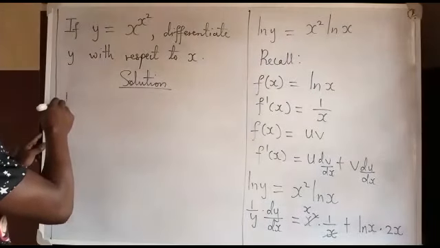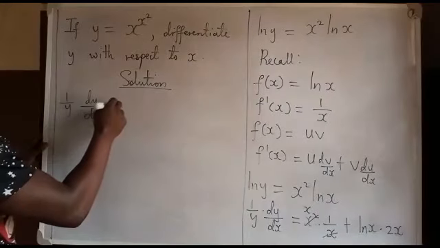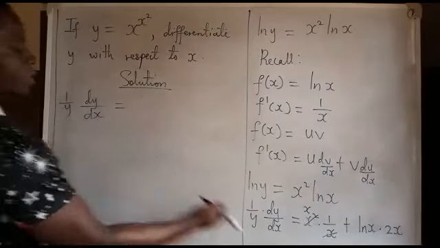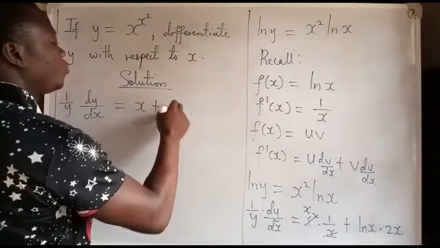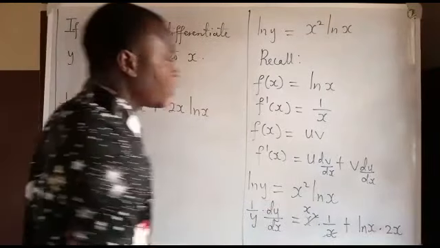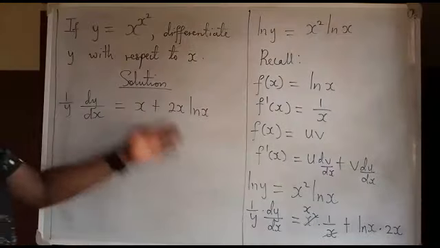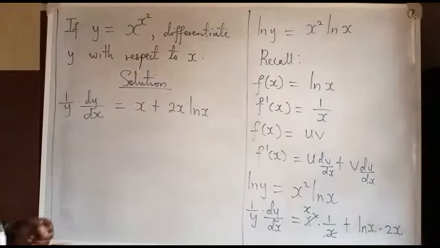So you have 1 over y dy dx equals x plus 2x ln x. So if you have ln x times 2x, this is what you will have. You can still write the 2x here. Okay, it's still the same thing.